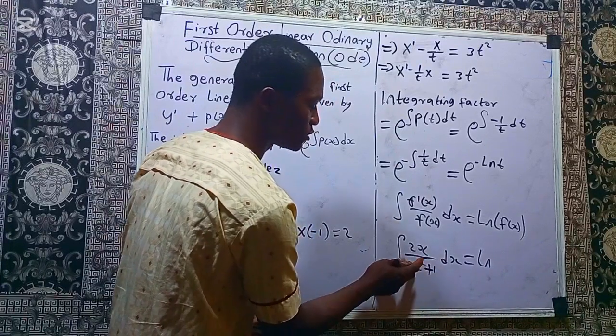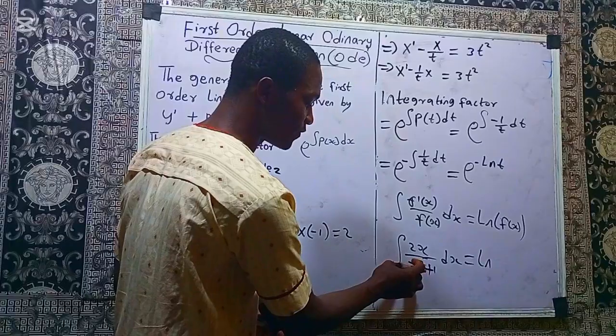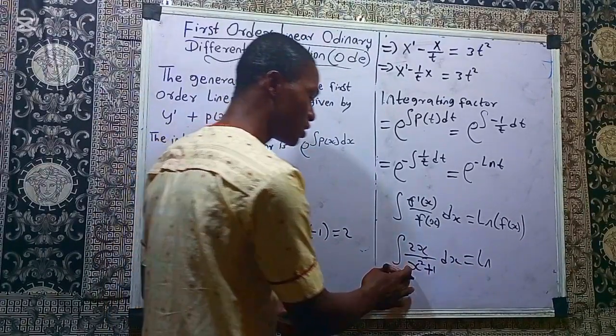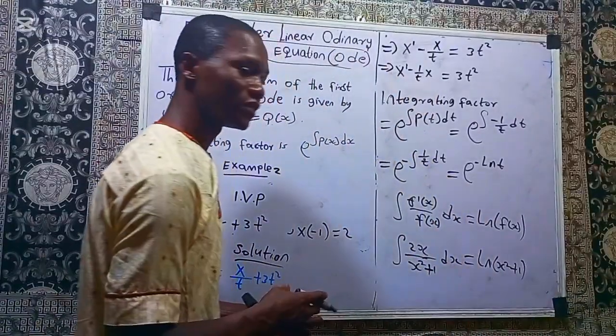Then if you differentiate x squared, you get 2x, which is what is at the denominator. So the derivative of the denominator is giving us the numerator. So the result of this integral is the ln of the denominator. So that's the result of this integral.